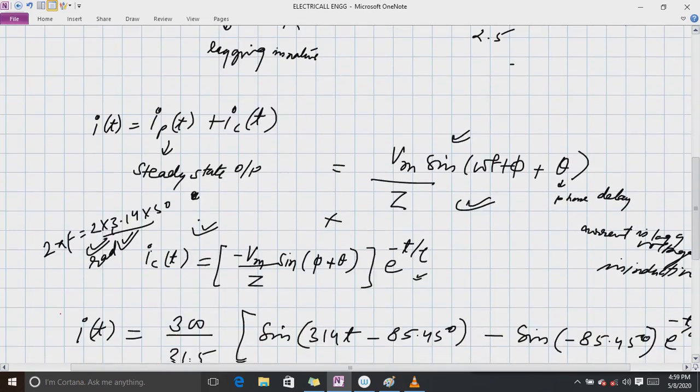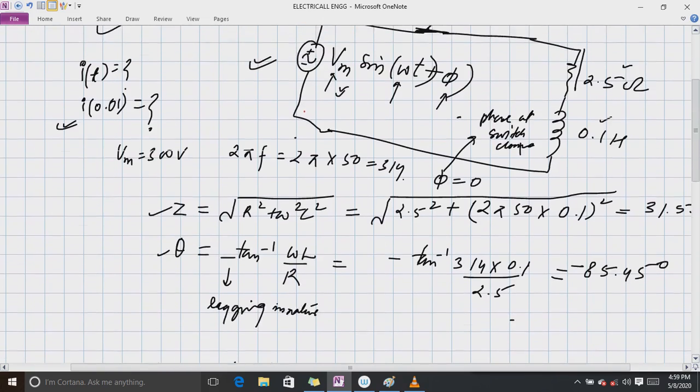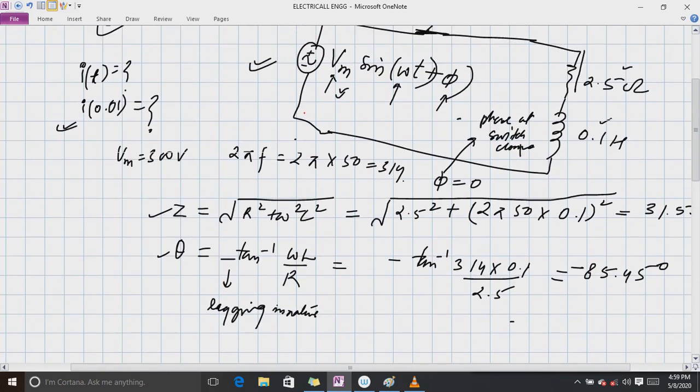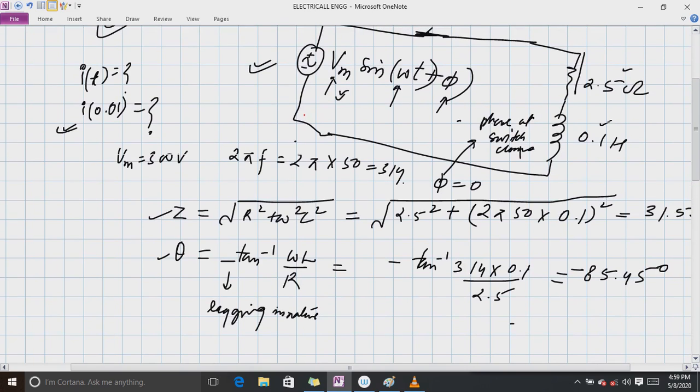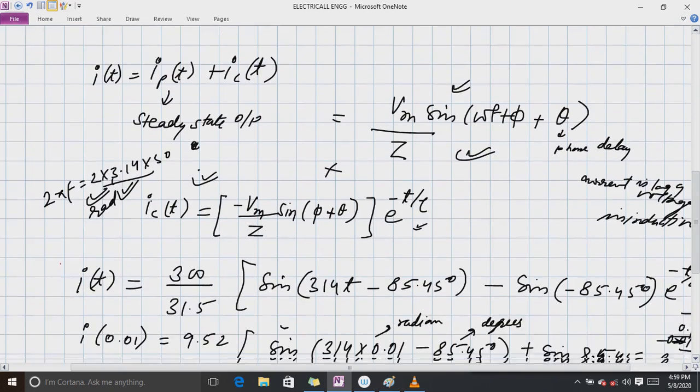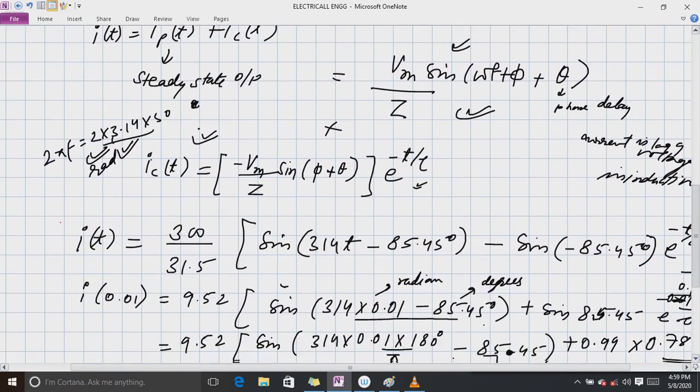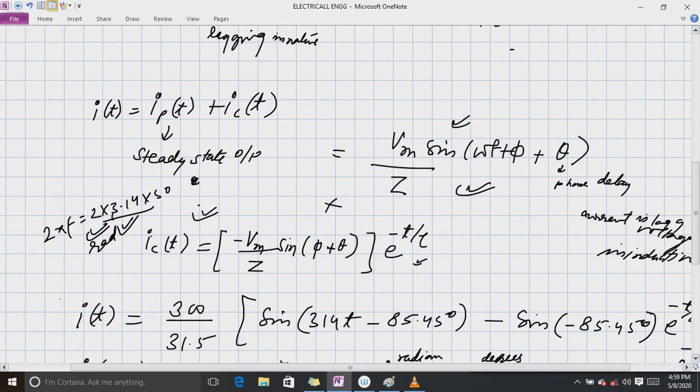So what we have done is first find the value of Z, find the value of Vm, find the value of phi, find the value of theta, the angle by which voltage or current is lagging or leading its other counterpart, and then the particular integral and complementary integral. I told you very clearly how to find out. In the case of inductor, for finding particular integral, you forget about any switch, and then you write the equation of current, that will be your particular integral.